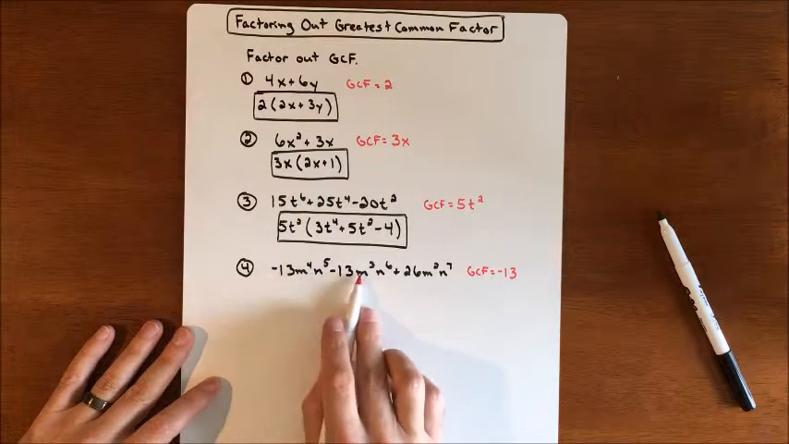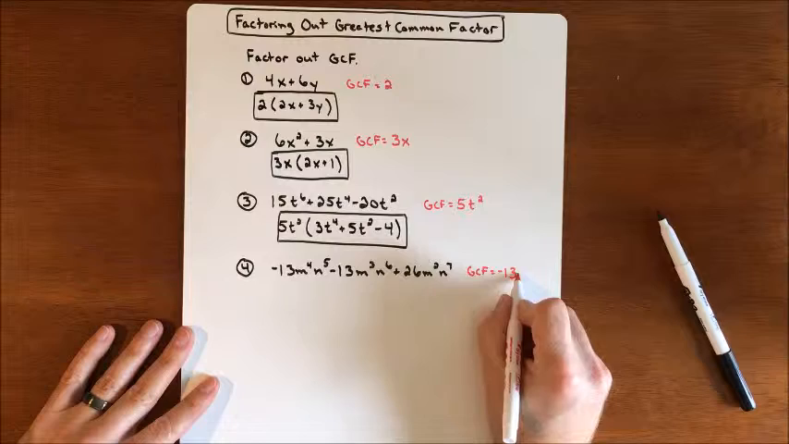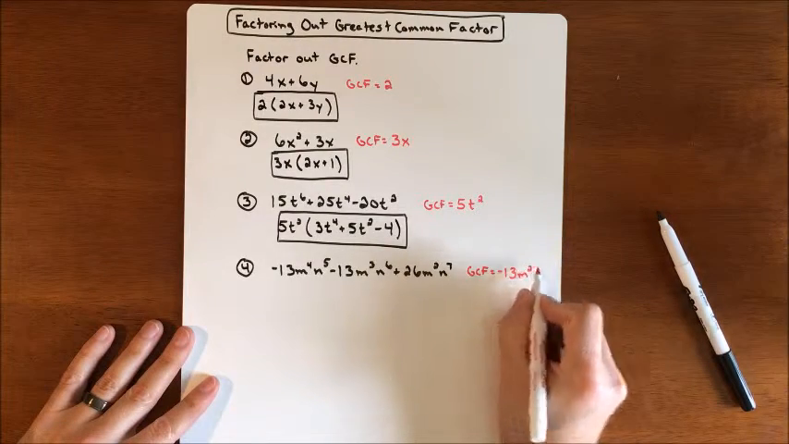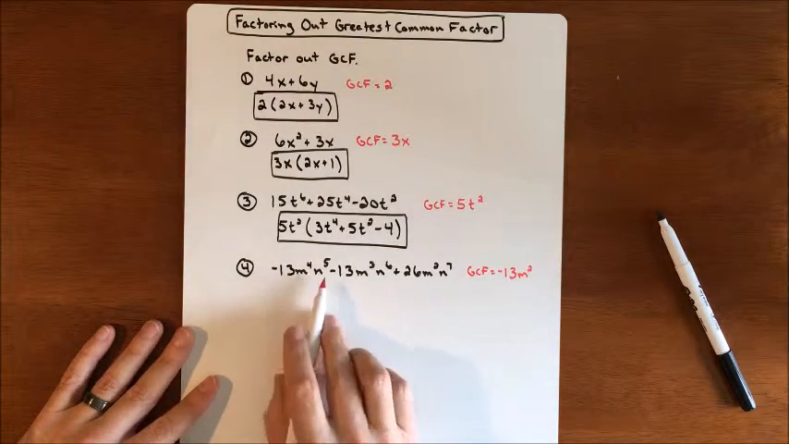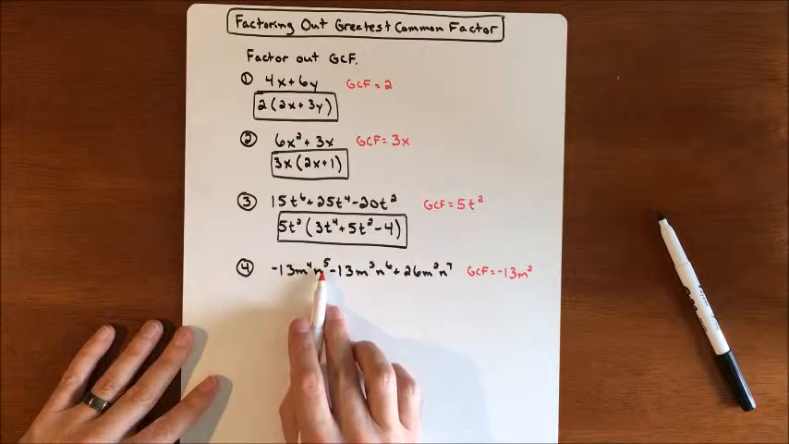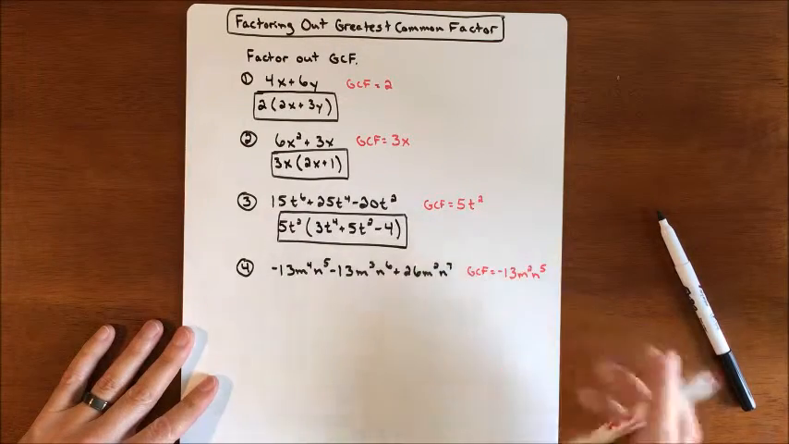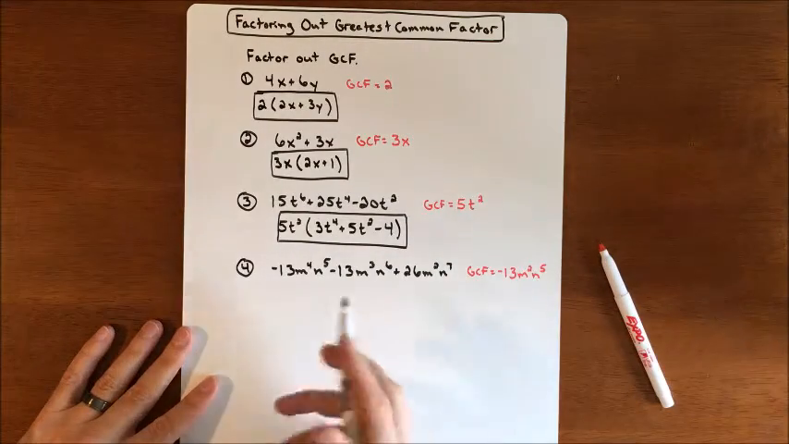N's. We have an n to the 4th, n to the 3rd, n to the 2nd. They all have at least m to the 2nd. M to the 5th, m to the 6th, m to the 7th. They all have at least 5 m's here. So n to the 5th. That is our greatest common factor.